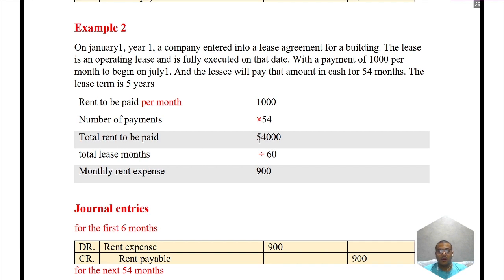Okay, and I'm gonna divide that by the lease term in months. So I need the years. The lease term is 5 years, so I need to convert that to months. So I'm gonna take 5 and multiply that with 12, which will give you 60 months. So I have the lease life in months. So I'm gonna take the total rent to be paid, $54,000, divided by 60, which will give you the monthly rent expense of $900.